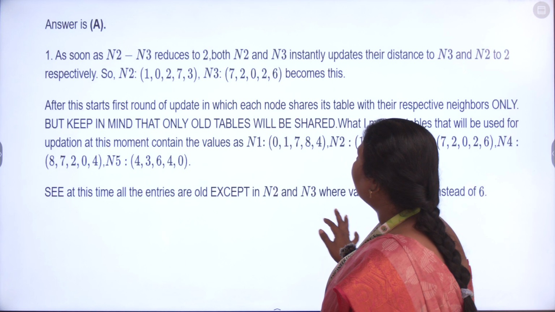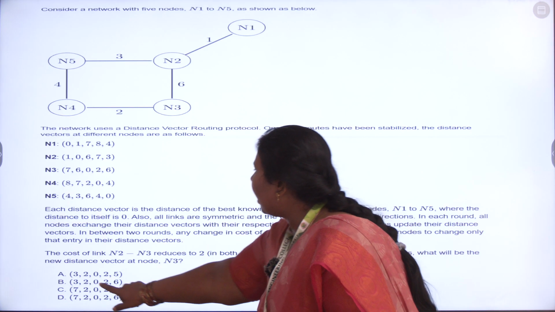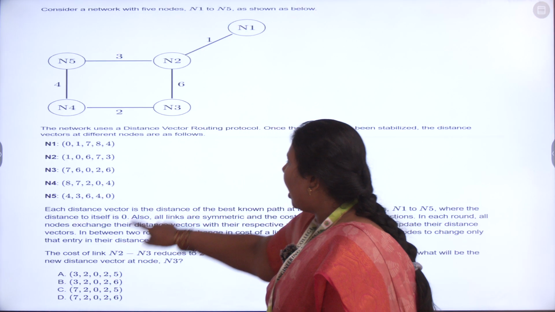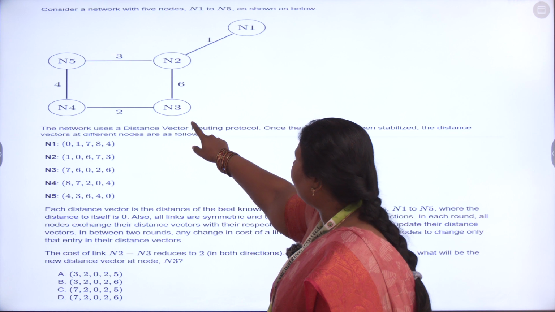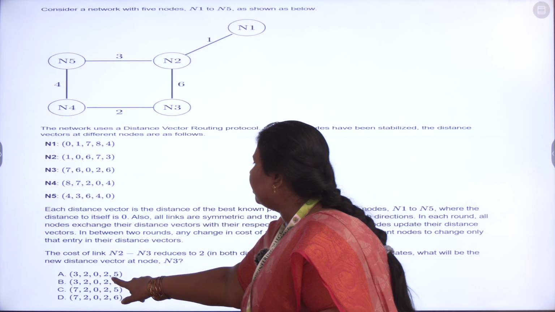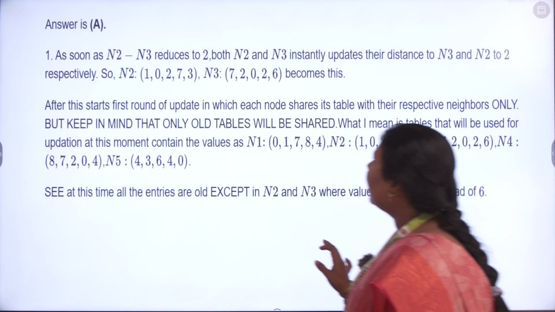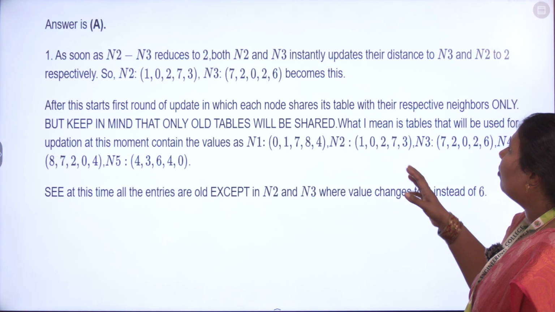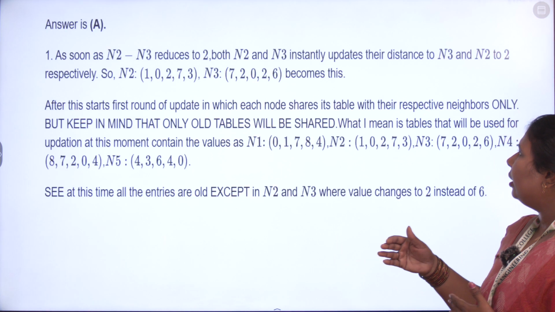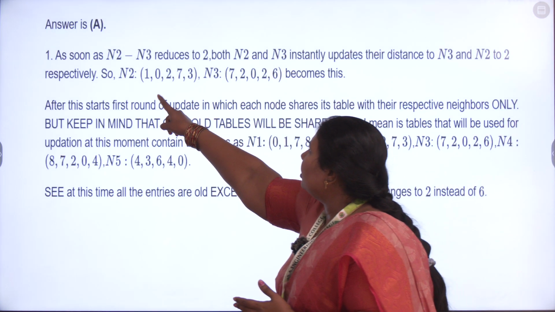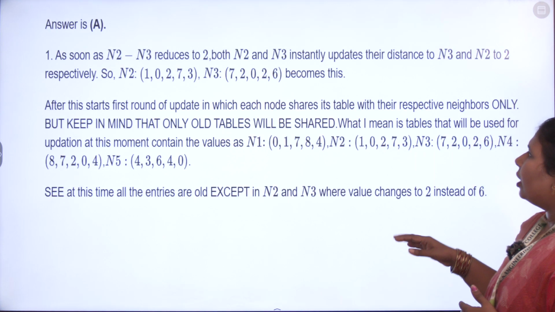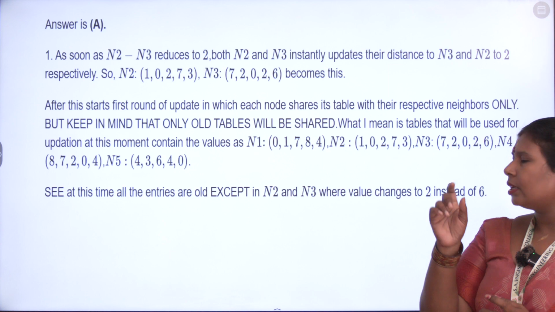So the answer is A, which is 3, 2, 0, 2, 5. That means the particular node is 0, and then 3 is from N3 to node A, then 2, and then 0, 2, 5. As soon as N2 to N3 is reduced to 2, both N2 and N3 change instantly. So whatever nodes you are going through, the particular values change, for example 10273 and 7202326 becomes this. Likewise, it keeps on changing the table whenever the particular distance cost is changed.